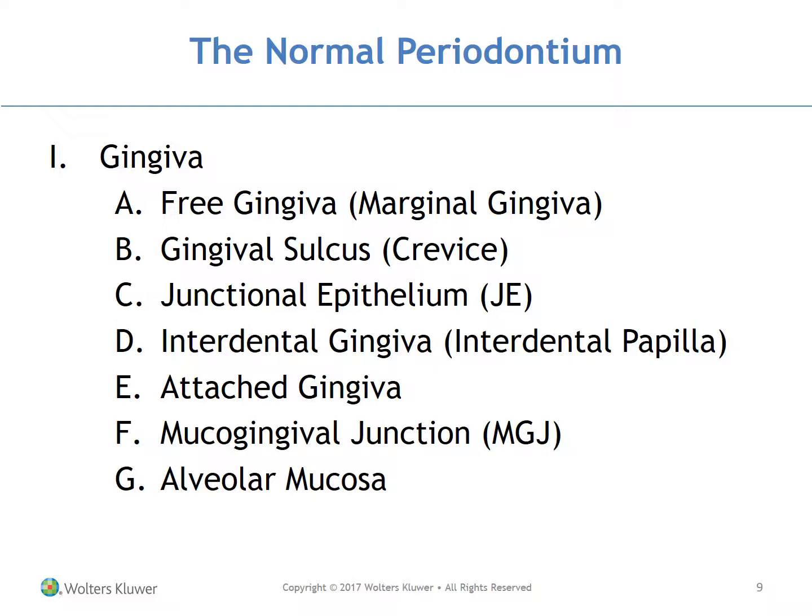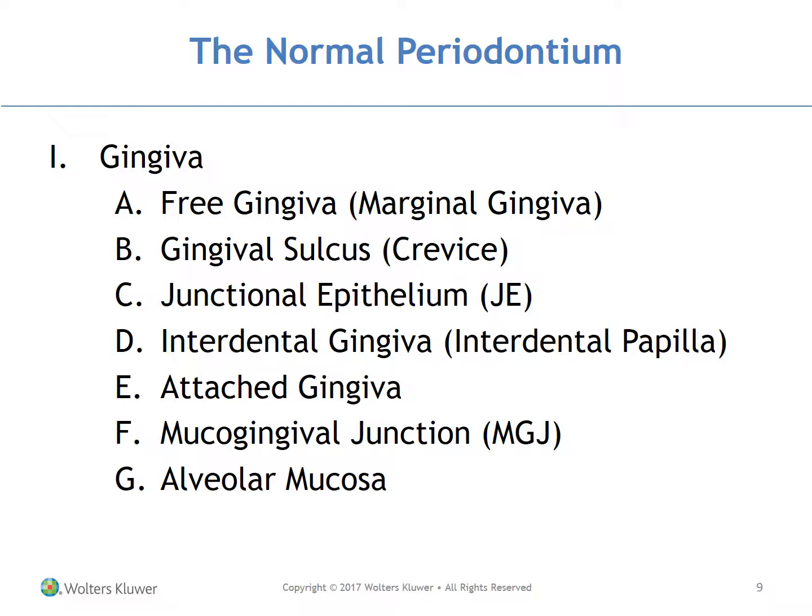Now, the gingival margin is just the crest or the top of the free gingiva. Okay? The gingival margin is about 0.08 to 2.1 millimeters coronal to the CEJ. That's in health. Okay? And it marks the opening to the gingival sulcus. Now, let's talk a little bit about the gingival sulcus. It is the crevice or space between the free gingiva and the tooth, as I already said.